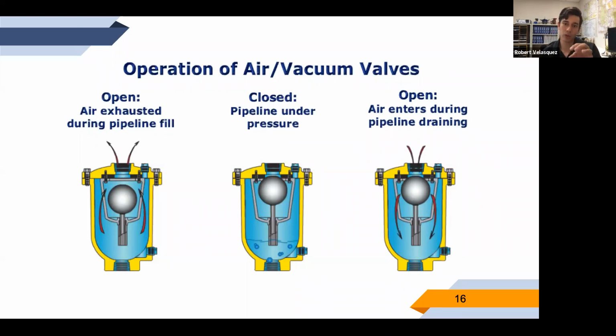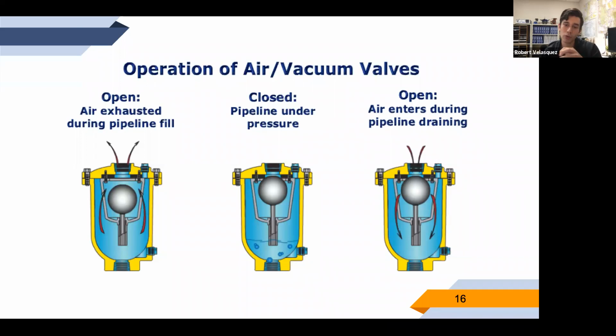Now that the ball is closed, it's going to remain closed, even if air collects up inside that air vacuum valve. That air is pressurized at your system pressure, and so it's much stronger than the atmospheric pressure and the force of gravity acting on that ball. If you have 100 pounds of pressure, even air pressure, that's a lot of force. Think of a 100-mile wind. And so that will keep that ball closed.